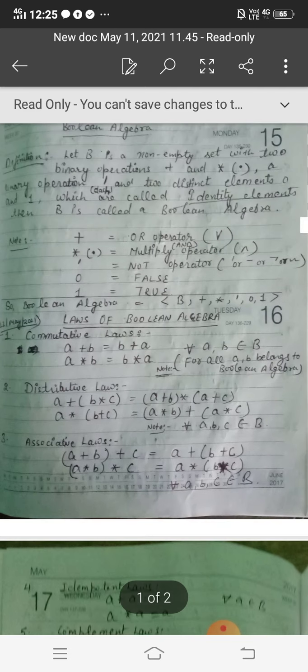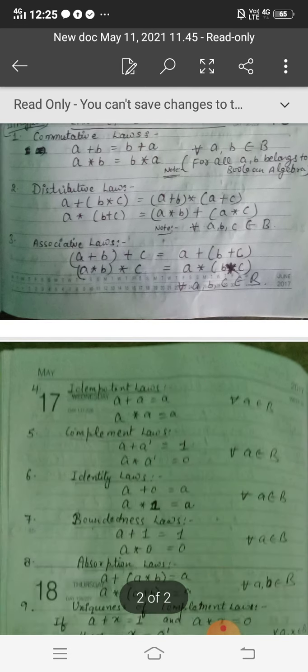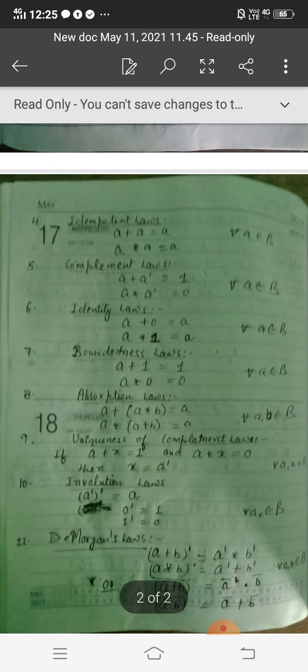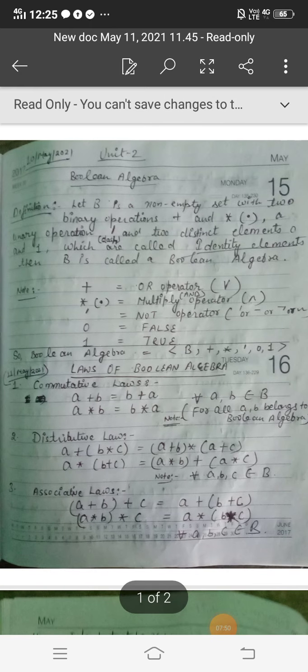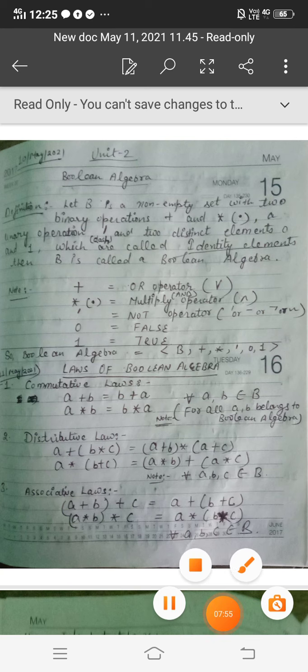So students, there are 11 laws. These are very important laws to do any numerical of Boolean algebra. After learning or memorizing these laws, you can do any numerical, otherwise you are unable to do numericals. So very important, students, you must note them down, you must learn them, you will have to memorize them for solving the numericals.